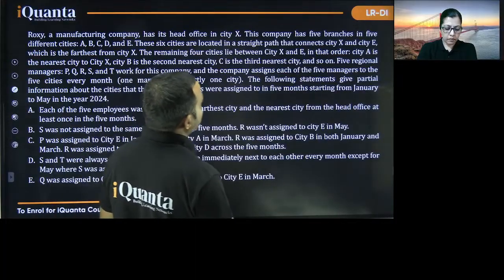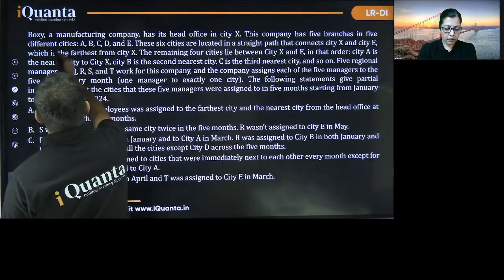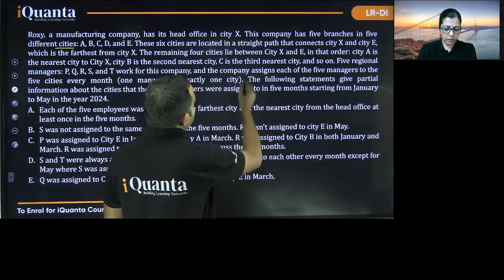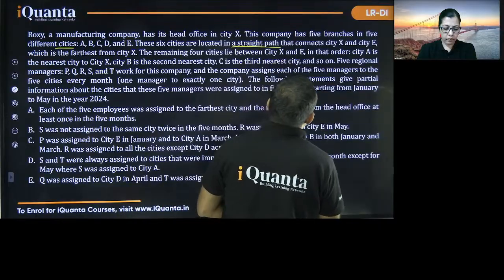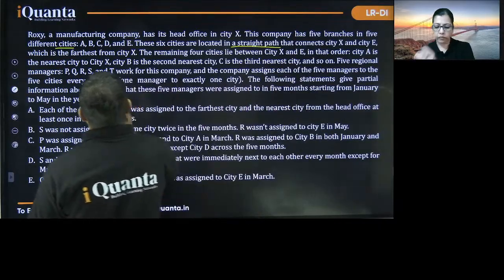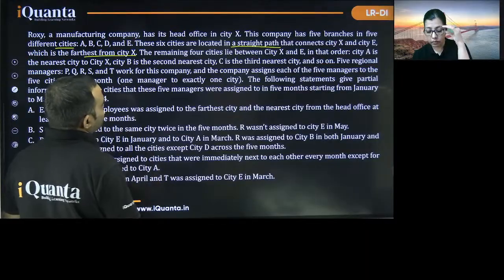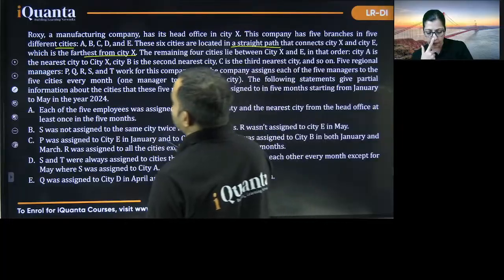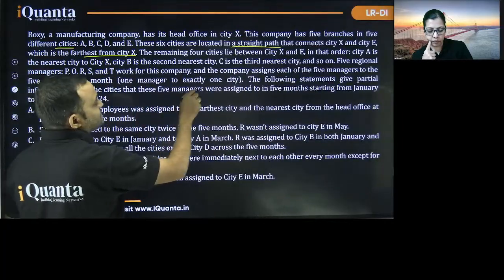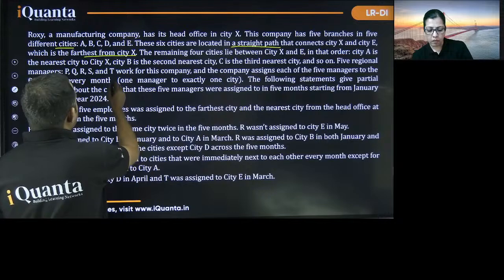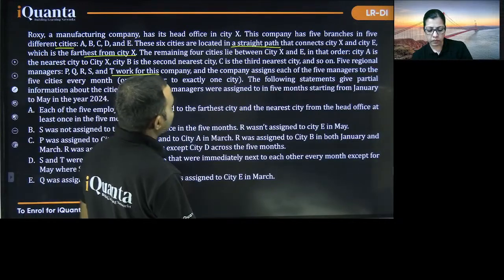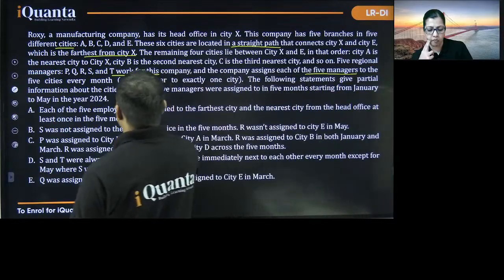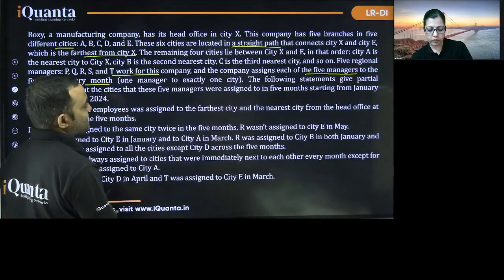X. This company has 5 branches in 5 different cities, A, B, C, D and E. These 6 cities are located in a straight path that connects city X and city E, which is the farthest from city X. The remaining 4 cities lie between city X and E, in that order: city A nearest, city B second nearest, and so on. P, Q, R, S and T work for this company, and the company assigned each of the 5 managers to the 5 cities every month. One manager to exactly 1 city.